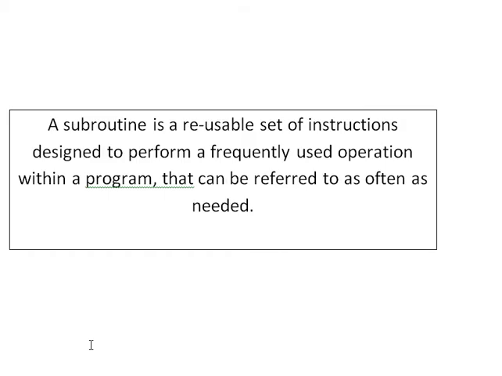A subroutine is a reusable set of instructions designed to perform a frequently used operation within a program that can be referred to as often as needed. So if you program a section that's used often, create it as a subroutine, then you can call it as often as you need it. This means that you have just one call block in your program instead of the whole series of blocks.